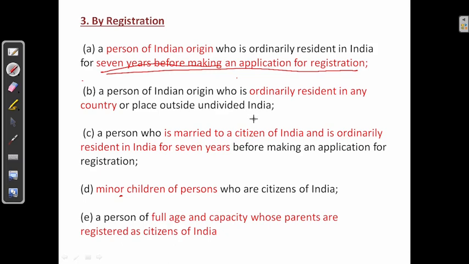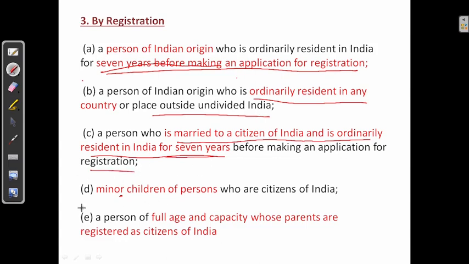Next, a person of Indian origin who is ordinarily resident in any country or place outside undivided India, he can also register. Okay, a person of Indian origin who is ordinarily resident in any country or place outside undivided India can also get the citizenship by registration. Next, a person who is married to a citizen of India and is ordinarily resident in India for 7 years before making the application for registration. Understand? Who married a citizen of India and is ordinarily resident in India for 7 years before he makes the registration, then he'll get the citizenship of India.